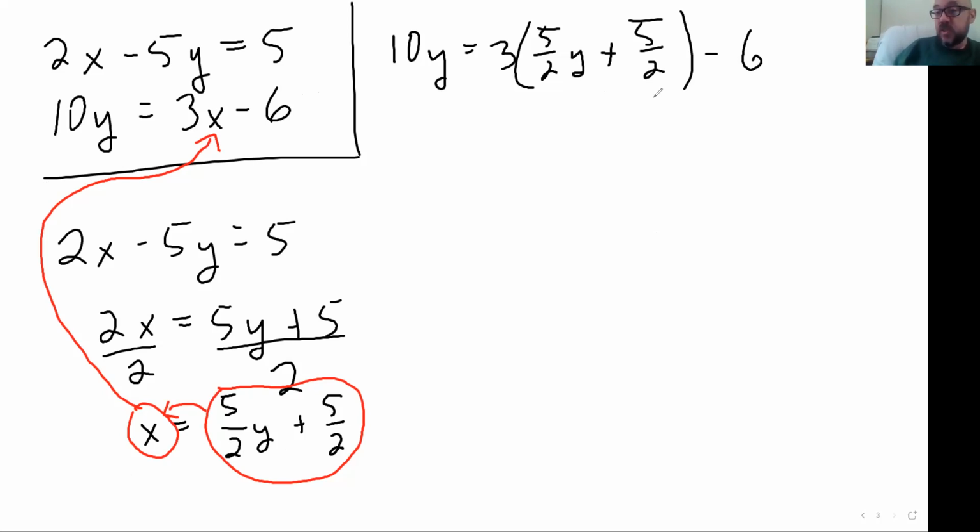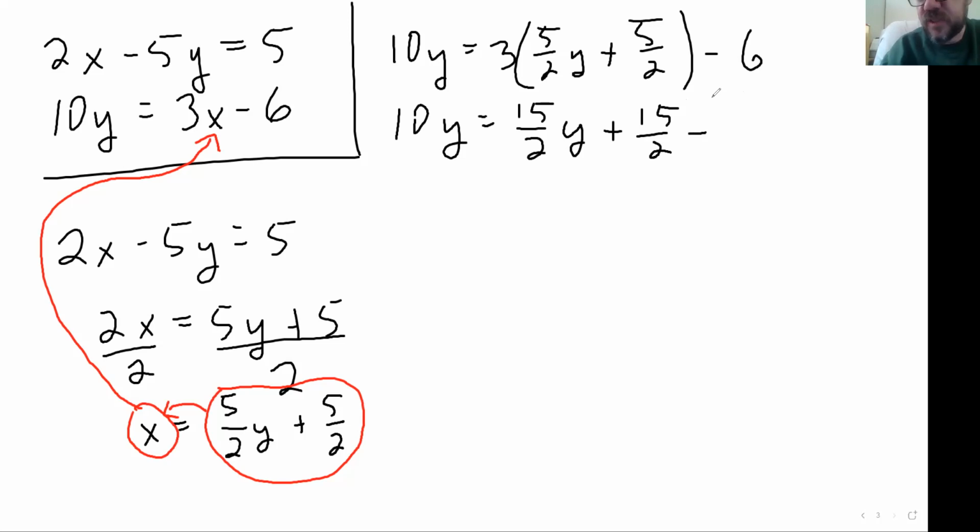Now you might say, this looks much worse, right? This does not look like an improvement on the previous equation. And that's true, it's messier, but the value here is that it's only got one variable. There's no x's left. It's all y's, and so we can solve for that y. And it'll be a little bit messy, but it's not super hard. So let's just go ahead and do that. 10y equals, and I'll distribute the 3, so I'll have 15 over 2 y plus 15 over 2 minus 6.